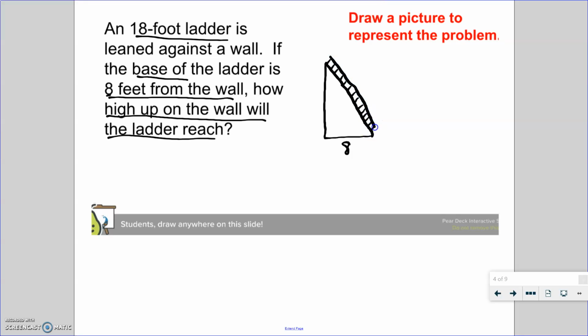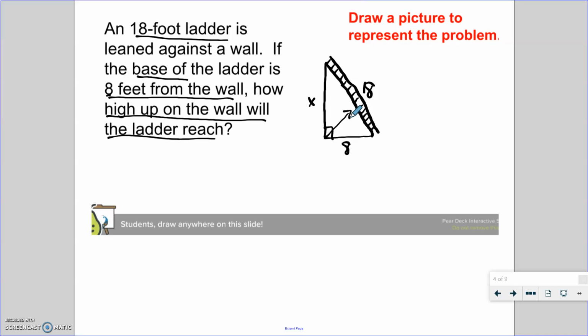Okay, your ladder is 18 feet. And this is the wall. This is the spot we're looking for. So as you can see, I have a right angle. I'm going to draw my arrow. My arrow points to my hypotenuse. So that means I'm given my hypotenuse and I'm looking for a missing side.